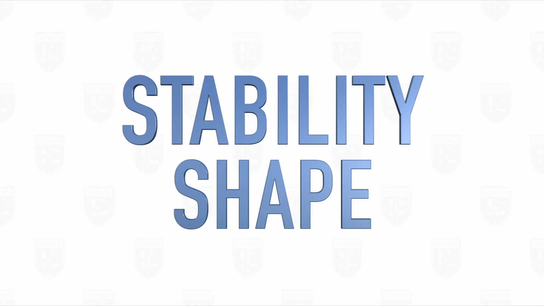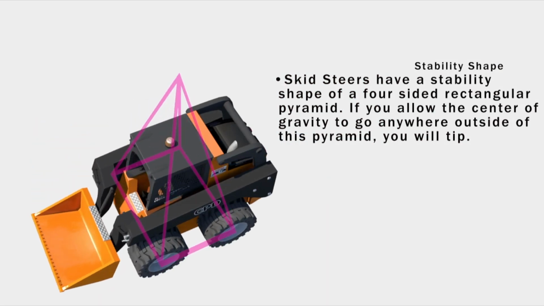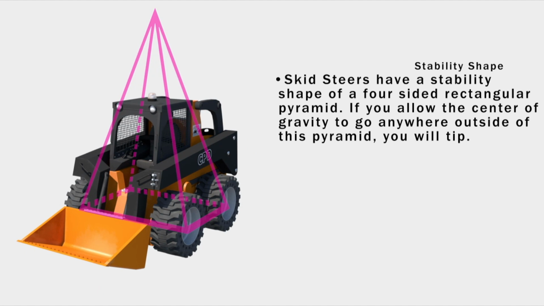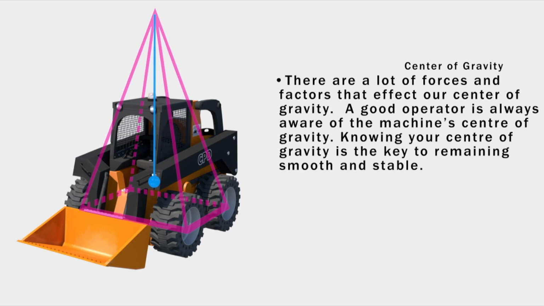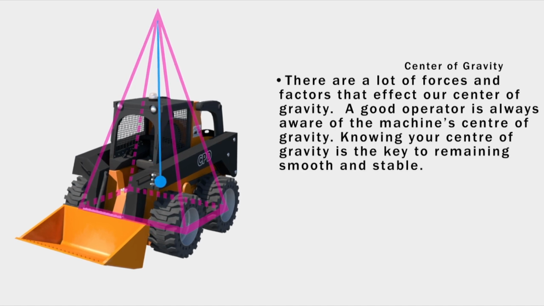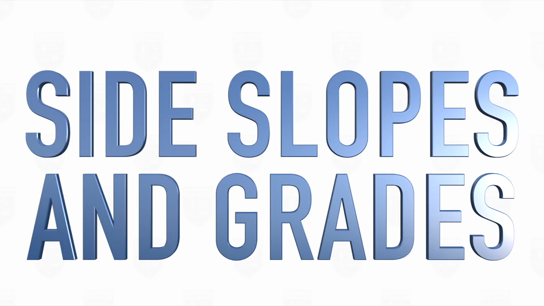Skid steers have a stability shape of a four-sided rectangular pyramid. If you allow the center of gravity to go anywhere outside of this pyramid, you will tip. Center of gravity. There are a lot of forces and factors that affect our center of gravity. A good operator is always aware of the machine's center of gravity.